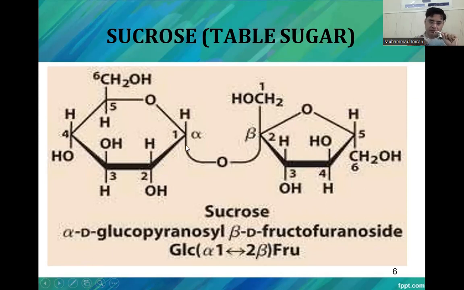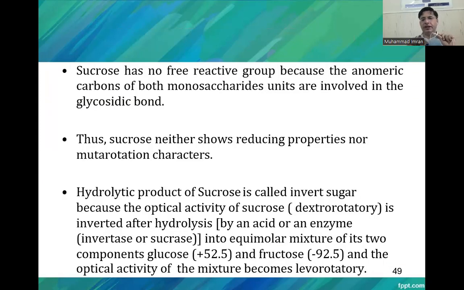In this case, the anomeric carbon of glucose and the anomeric carbon of fructose, which is the second carbon, are both linked in the bond. So there is no free anomeric carbon or aldehyde or keto group. So this is not a reducing sugar. This sugar does not show any mutarotation, alpha beta characteristics, or you can say it does not form any osazone mixture. Sucrose has no free reactive group because the anomeric carbons of both monosaccharides are involved in the alpha 1, beta 2 glycosidic linkage. Thus, sucrose shows neither reducing property nor mutarotation characteristics.